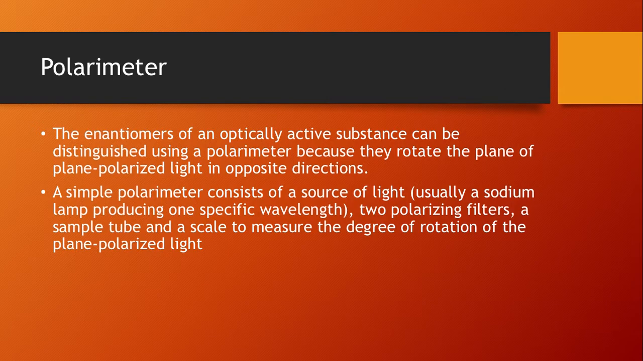The simple polarimeter consists of a source of light, two polarizing filters, a sample tube, and a scale to measure the degree of rotation of the plane polarized light.